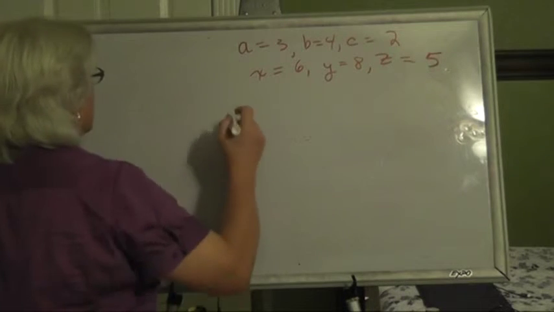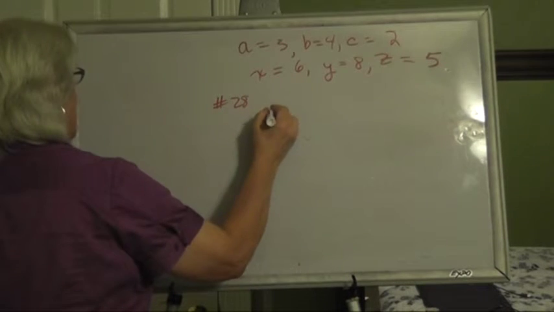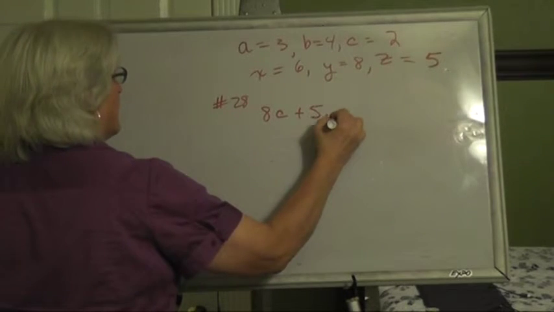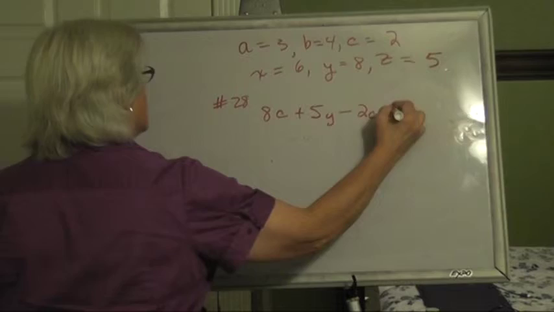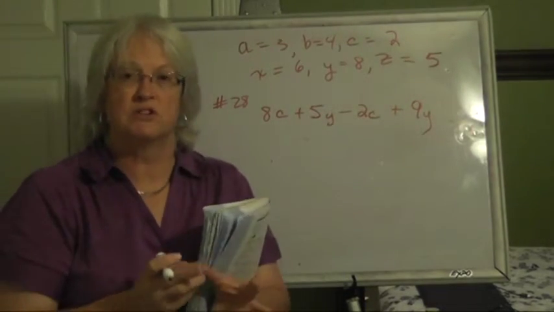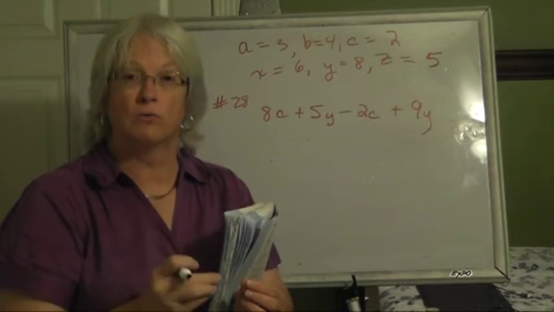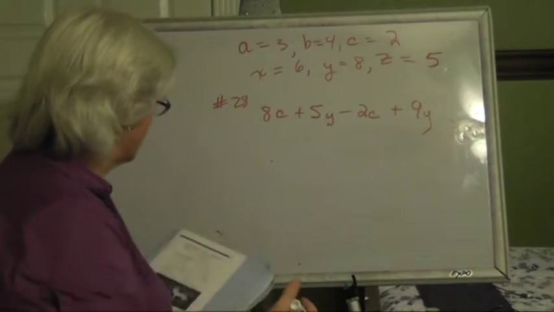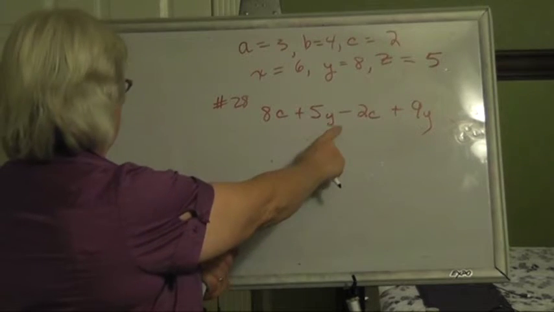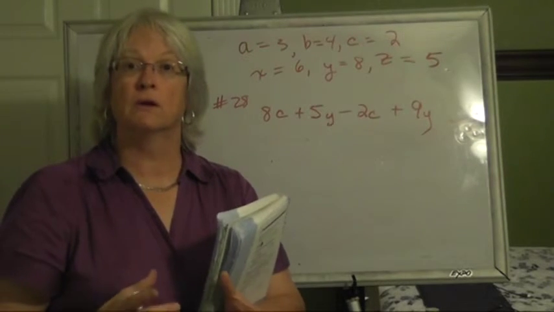So let me pick a long one. Well, how about 28? This is number 28 on page 55. 8c plus 5y minus 2c plus 9y. When you do anything more than just a simple, tiny, basic little problem, it's always a good idea to go back and check your writing to make sure that you haven't made a transcription error. So let's see, this says 8c plus 5y minus 2c plus 9y. We have everything here correctly.